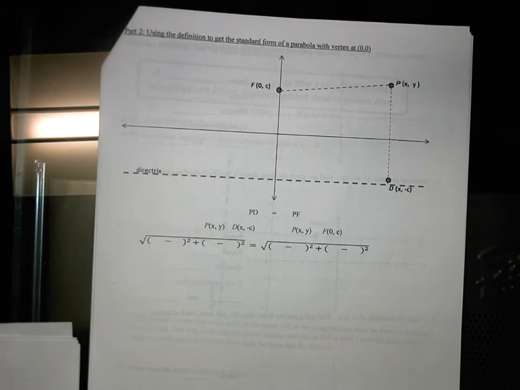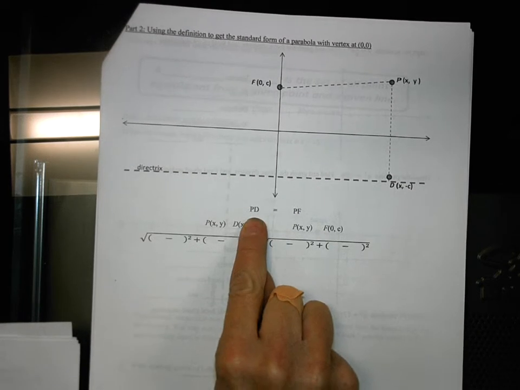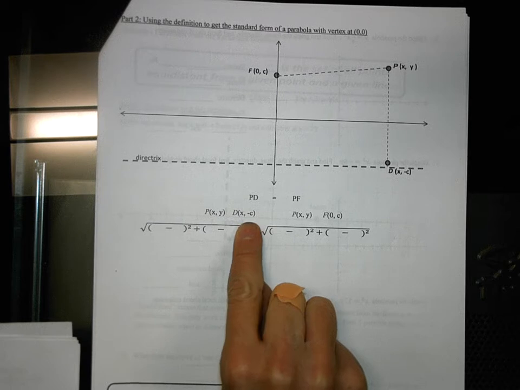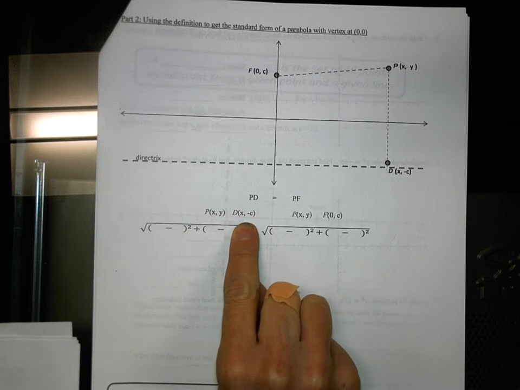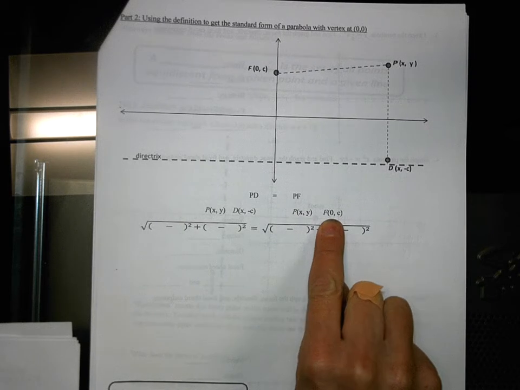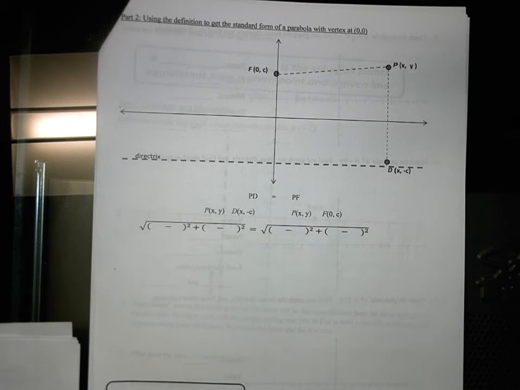Here is all of our information. Okay? Now, we have our PD equals PF. Our point is always going to be XY. In this case, though, our directrix is X comma negative C. Our point, again, is XY, and our focus is at 0C, just like we had on our previous page. Okay? Now we are going to use our distance formula in order to find the actual definition of a parabola.